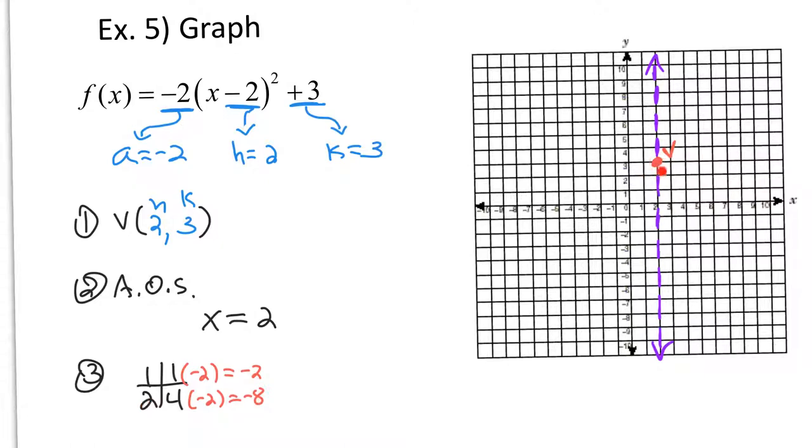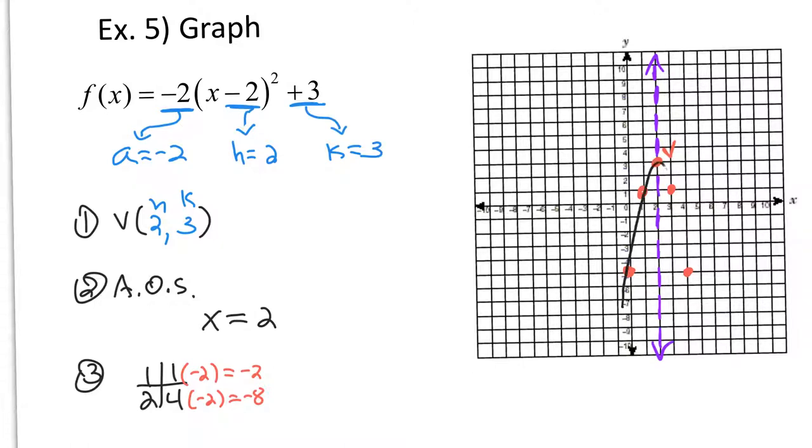So from the vertex right here, 1 step to the right, 1, 2, 3. Oops, I went too far, sorry. 1 to the right, 1, 2 down. So we have right here. And then the other point, 2 steps to the right, 1, 2, 3, 4, 5, 6, 7, 8. So we have right here. And now I'm going to reflect on the other side, 2 units away and 1 unit away from the axis of symmetry. And I have my parabola right here.